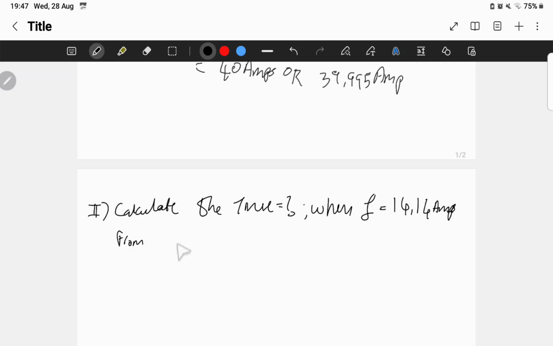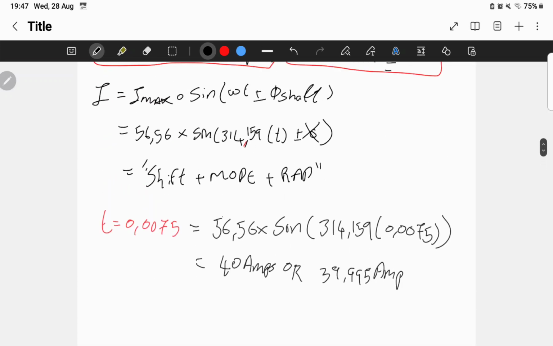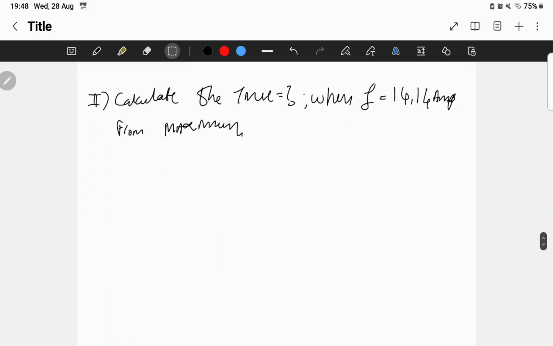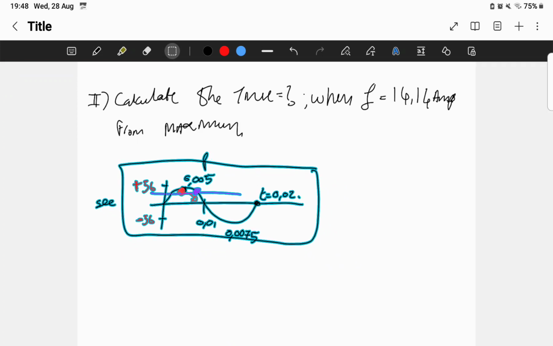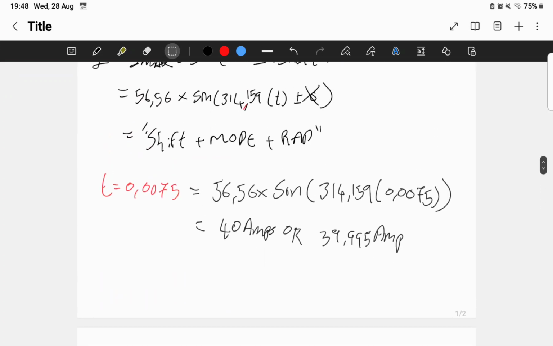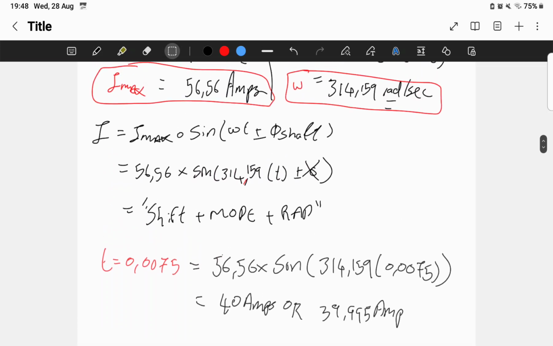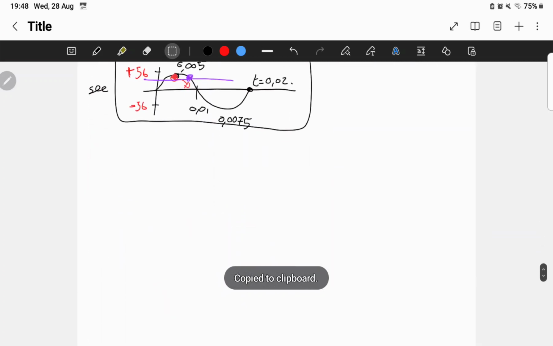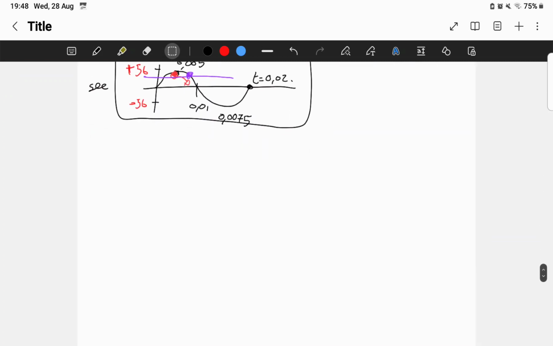From maximum, right? From maximum. So what we'll do is I'll just copy this one over here because this one is very important. Copy this, paste it over here, and then I'll copy this formula here. Let's copy this formula, and paste it over here.